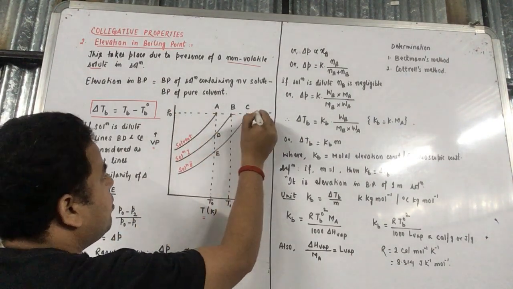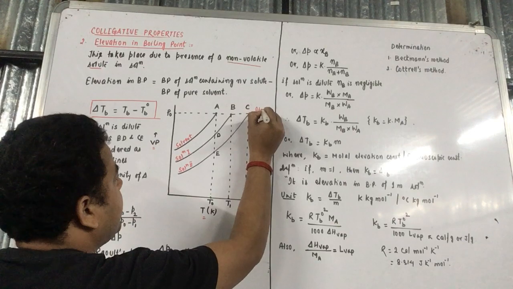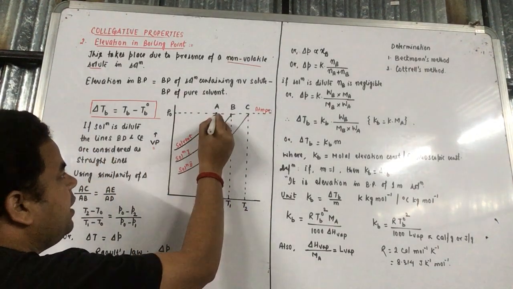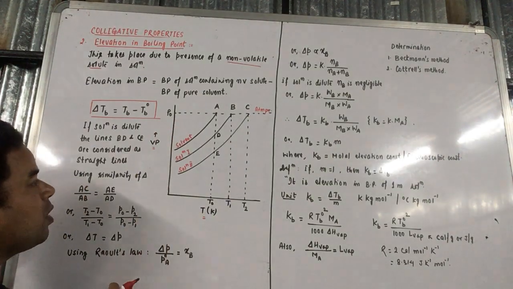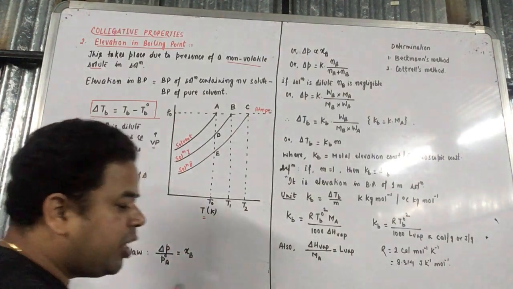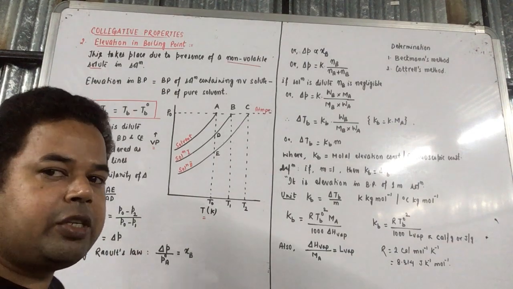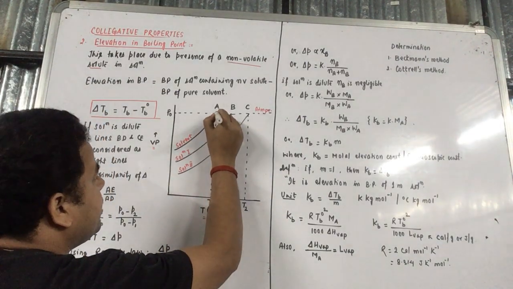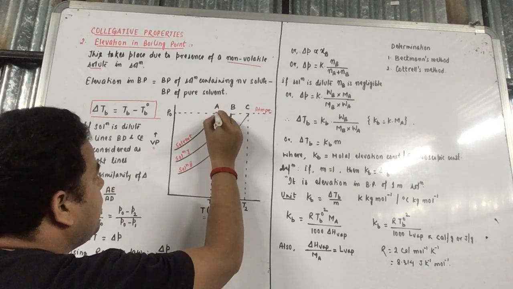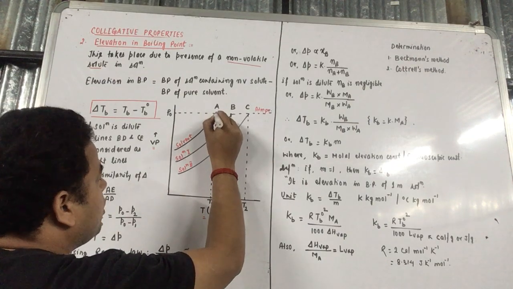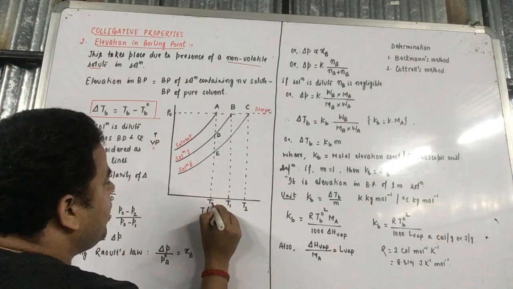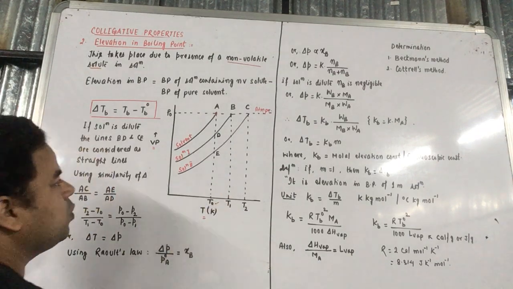This line represents atmospheric pressure. Now solvent कब boil होगा? When will the solvent boil? A solution boils when its vapor pressure is equal to the atmospheric pressure. तो solvent की जब vapor pressure इस atmospheric pressure के बराबर हो जाएगी at point A. So the solvent will boil at point A. What is the temperature here? Temperature is T0. So the boiling point for solvent is T0.